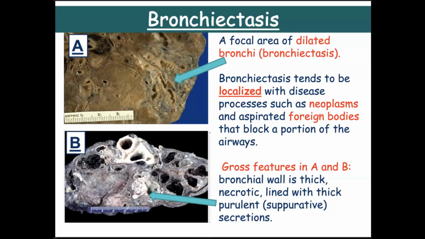There are two. Number one, neoplasm. Number two, foreign bodies. This is another picture showing a lot of bronchi which are dilated. Some of them are also showing secretions. There you can see the pus secretion in the bronchi.